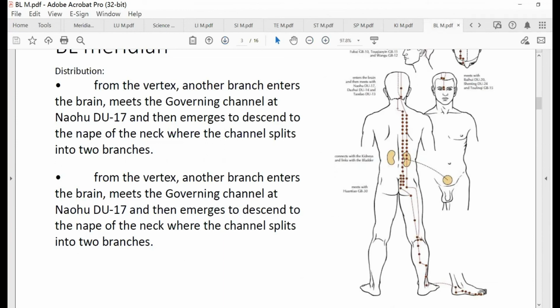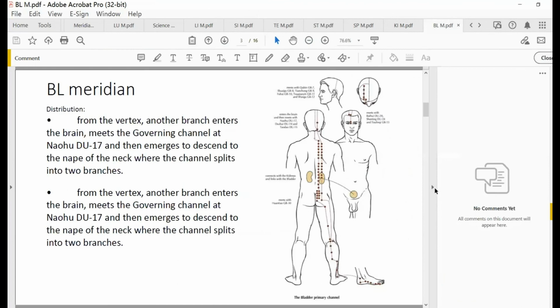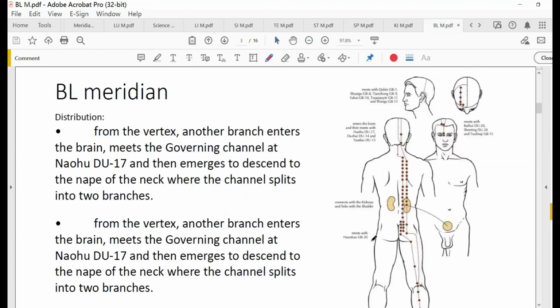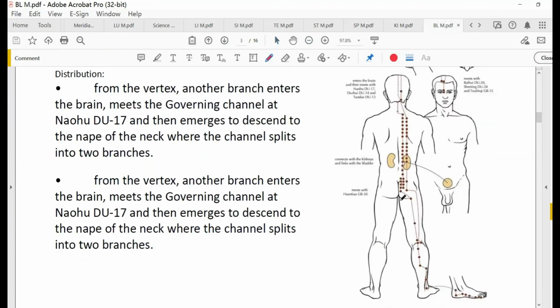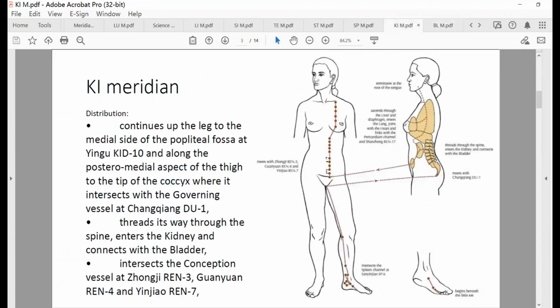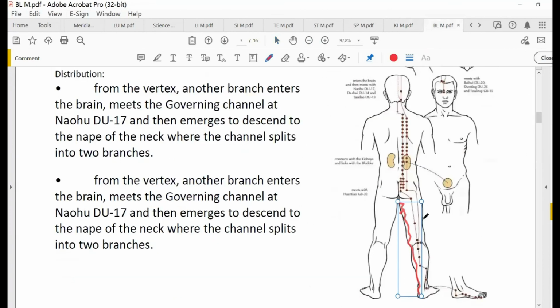So for the feet, for the legs, like this part, that's the yin part. Okay. And this part, that's the yang part. So yin part, kidney, right, the medial side, yang part, bladder.